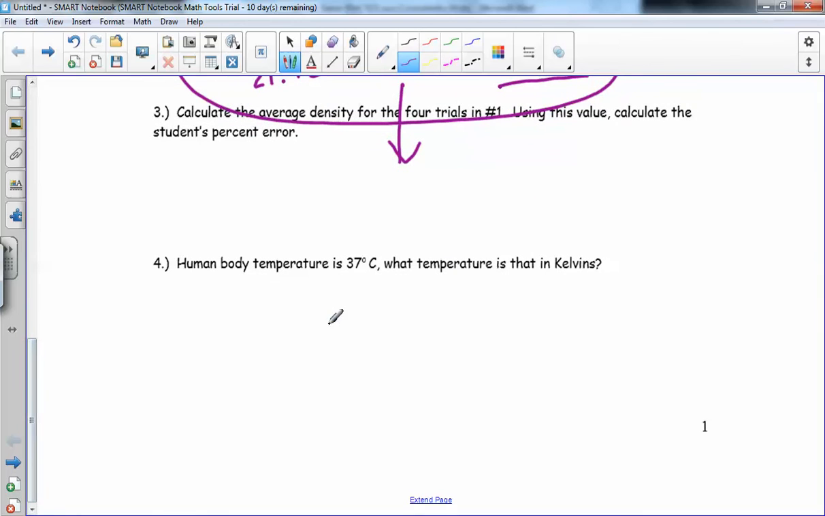Okay, on to the next question, which is about human body temperature. Wants us to convert to kelvins. Kelvins equals Celsius degrees plus 273. So all we have to do is add those together, and you will get an answer of 310 kelvins. I put this little line here because I want to indicate that that is still a significant figure.